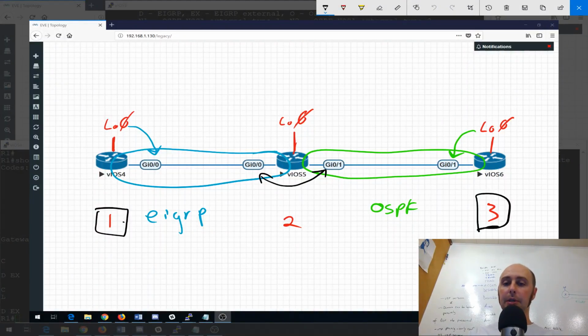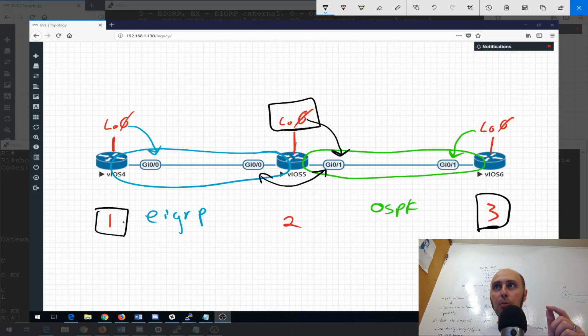Back to the whiteboard here. What I want to do is next I want to redistribute loopback 0 on router 2 into OSPF. This is a common scenario in a CCIE prep lab. There's always a ton of redistribution.